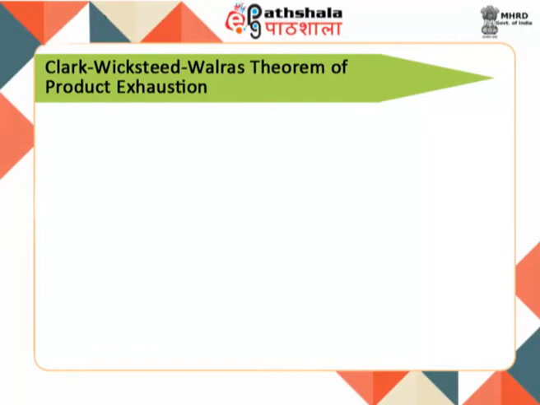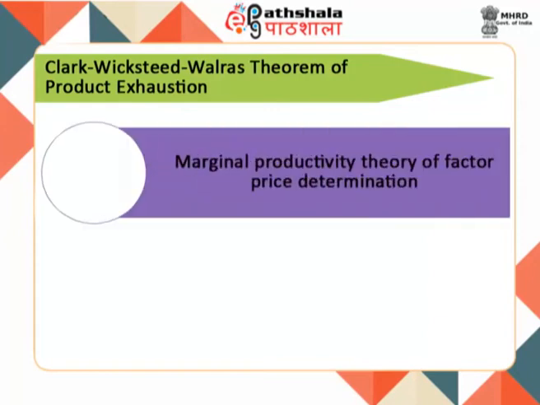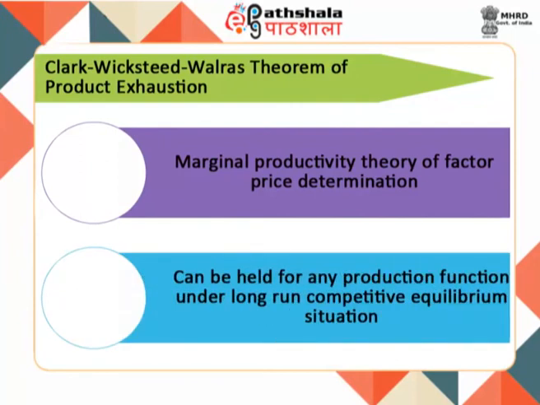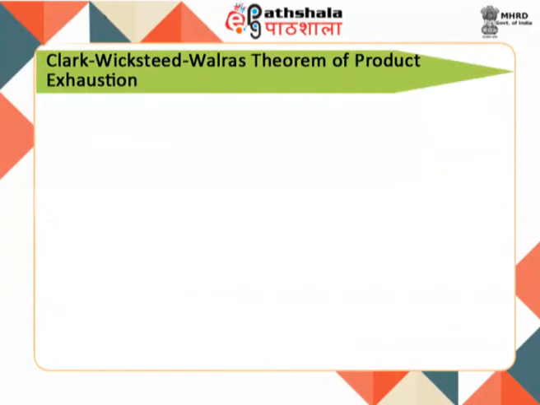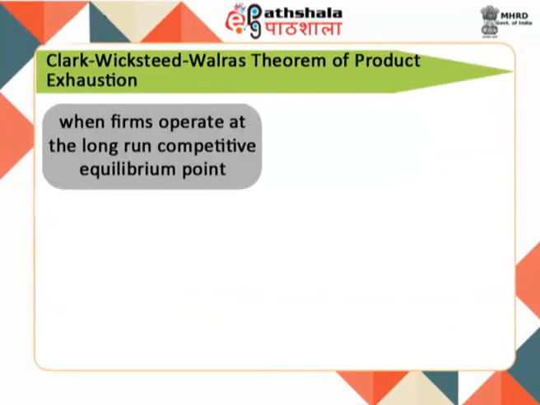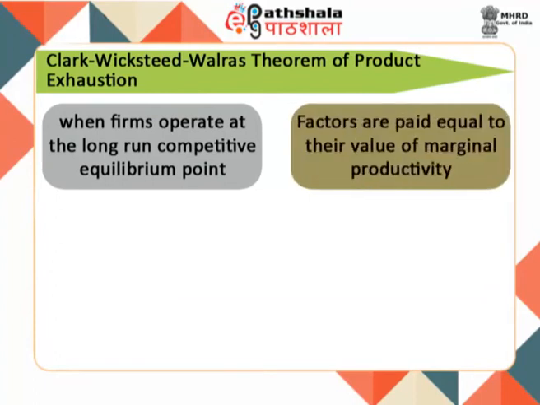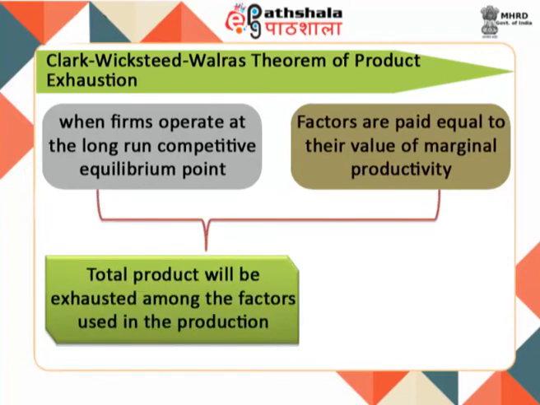Clark-Wicksteed-Walras theorem of product exhaustion. According to Clark, Wicksteed, and Walras, the product exhaustion relation based on the marginal productivity theory of factor price determination can hold for any production function under long-run competitive equilibrium. Their theory implies that when firms operate at the long-run competitive equilibrium point and factors are paid equal to their value of marginal productivity, total product will be exhausted among the factors used in production.